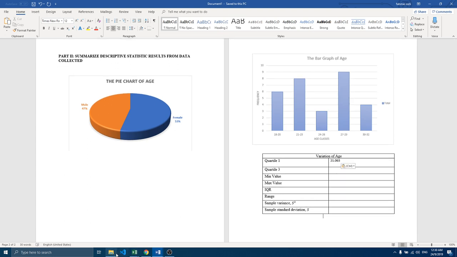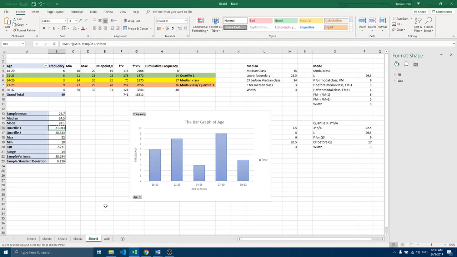Okay, and repeat, do the same step, the same thing for price per cup. Price for a cup of bubble tea. Do the same thing.